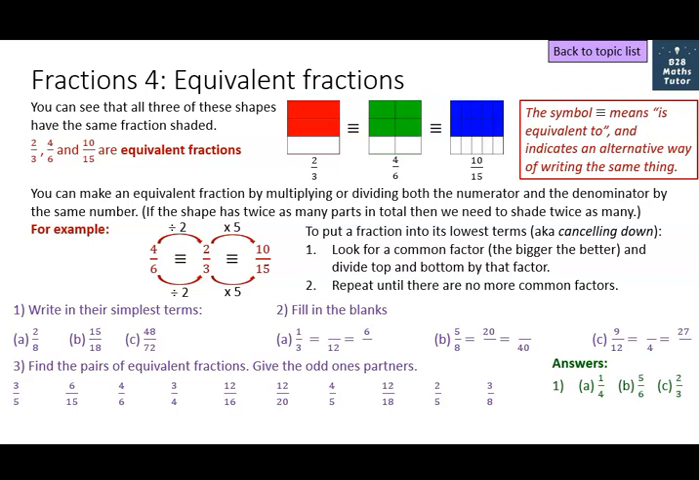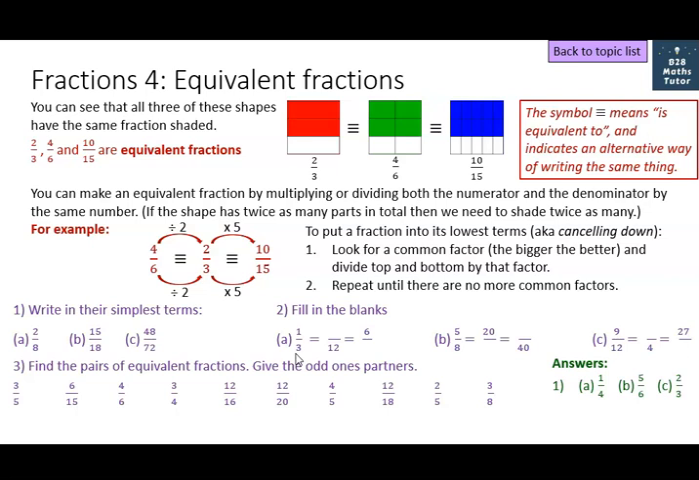On the third one, you might not have spotted it. You can actually divide by 24 top and bottom. 48 divided by 24 is 2, and 72 divided by 24 gives you 3. However, most people wouldn't spot that straight off. But you might say, oh, 48 and 72, they're both in the 12 times table. So we do 48 divided by 12 is 4, 72 divided by 12 is 6. So that is 4/6. Oh, and then we can divide top and bottom by 2. So we get 4 divided by 2 is 2, and 6 divided by 2 is 3. So this is the repeating until there are no more common factors.